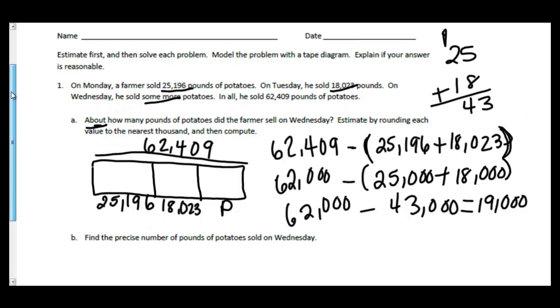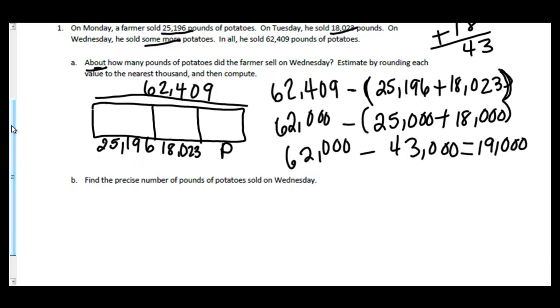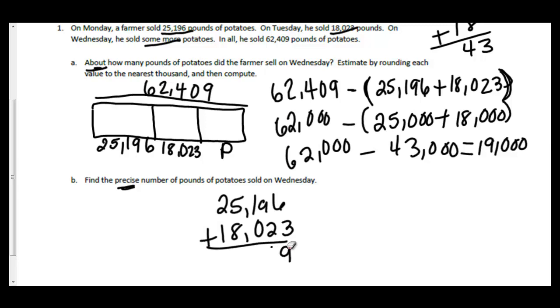I'm not going to write my sentence yet because I'm not finished with this problem. Now it says find the precise number of potatoes. And basically what that means is find the exact answer. So this time I'm going to have to add and subtract to find the actual answer. I'm going to start by writing 25,196 plus 18,023. I'm going to add these together first. So I have 9, 13, and 4. So I have 43,219. And I'm going to subtract that from 62,409.